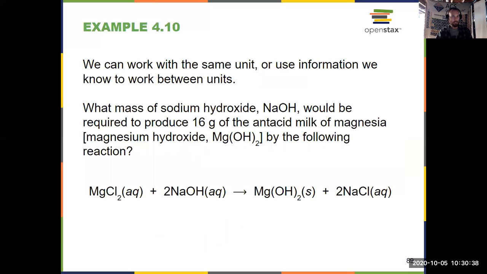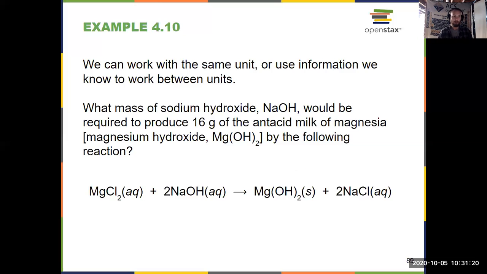Let's look at another one here. Example 4.10. Now we can introduce ideas from chapter 4 and chapter 3 together, because in chapter 3 we learned all about how to convert between units, and chapter 4 is just relating things in a chemical reaction. Okay, so this one's a little more involved. It asks us what mass of sodium hydroxide would be required to produce 16 grams of magnesium hydroxide. Given the reaction, the first thing that I do is check to make sure it's balanced.